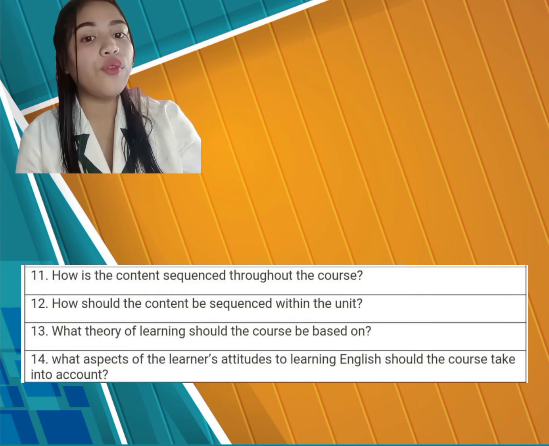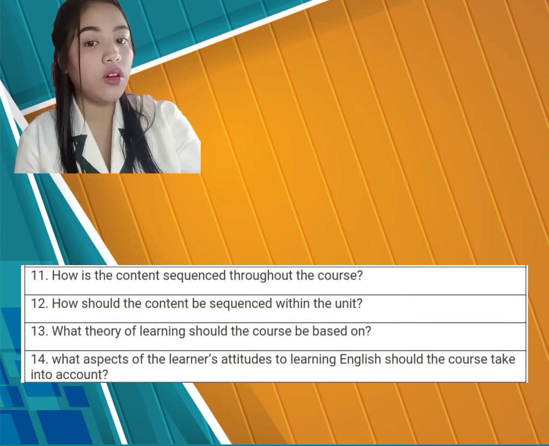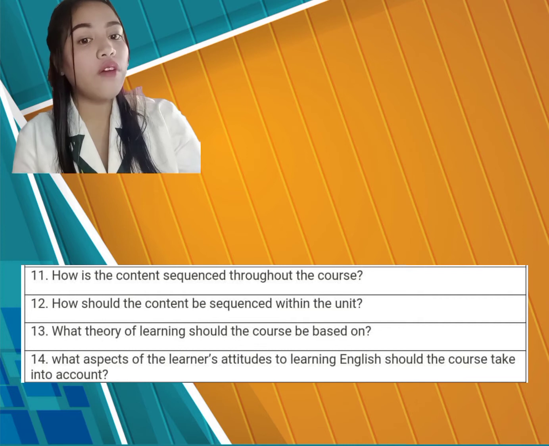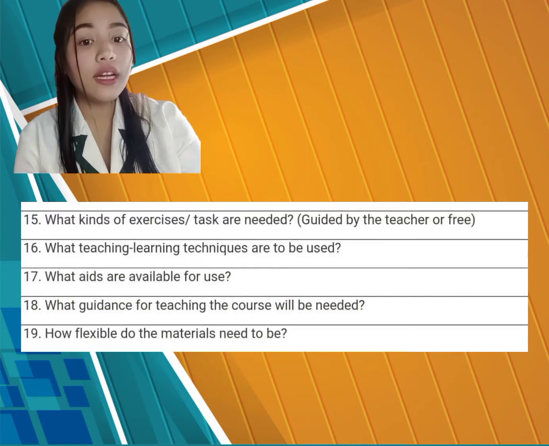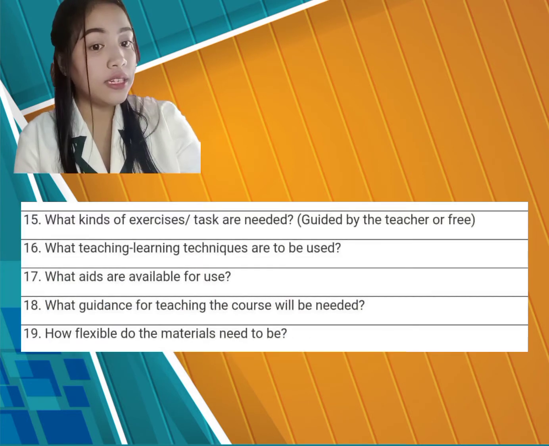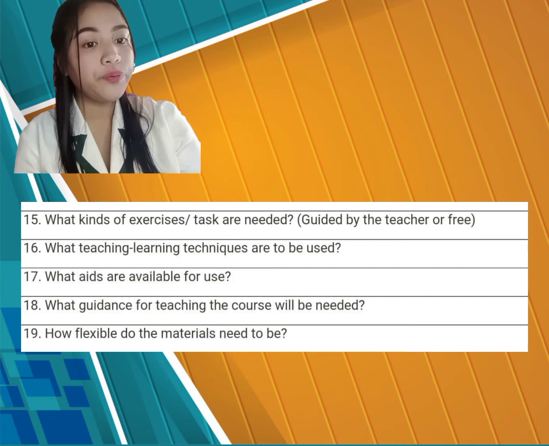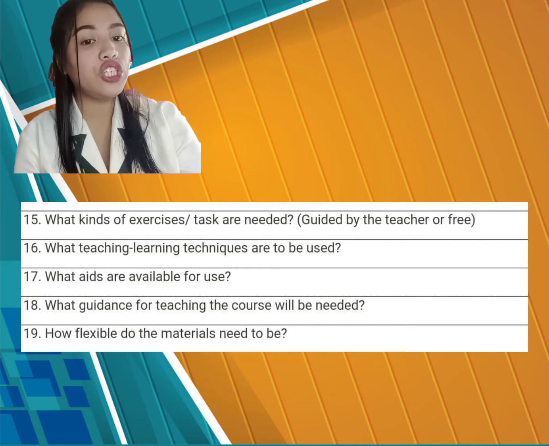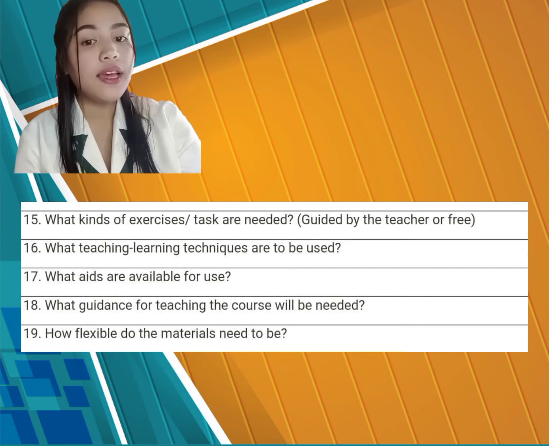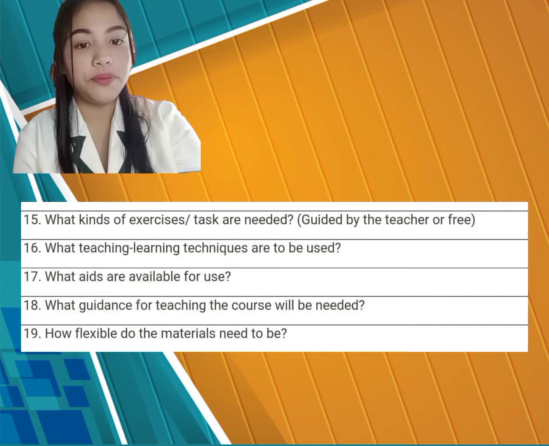What theory of learning should the course be based on? What aspects of the learners' attitudes to learning English should the course take into account? What kind of exercises or tasks are needed, guided by the teacher, or free? What teaching-learning techniques are to be used? What aids are available for use? What guidance for teaching the course will be needed? How flexible do the materials need to be?